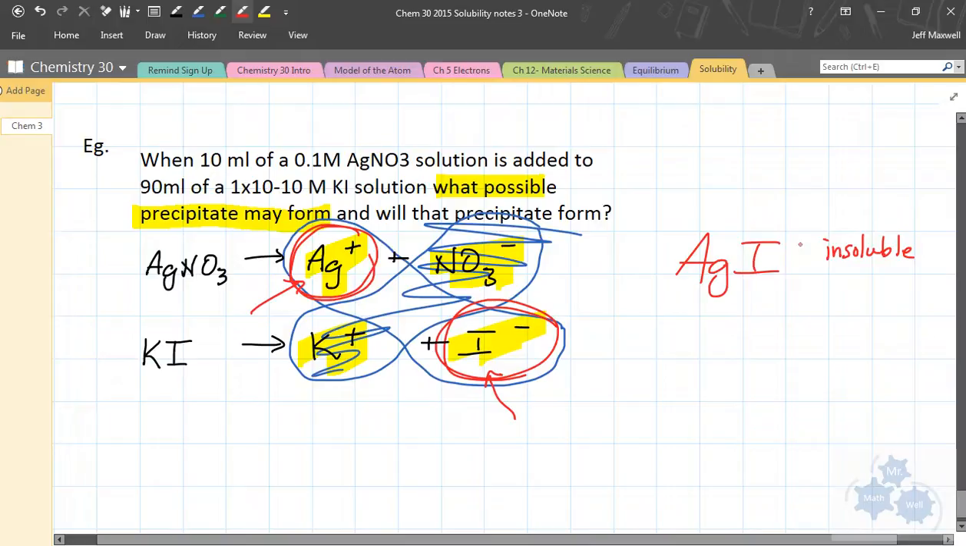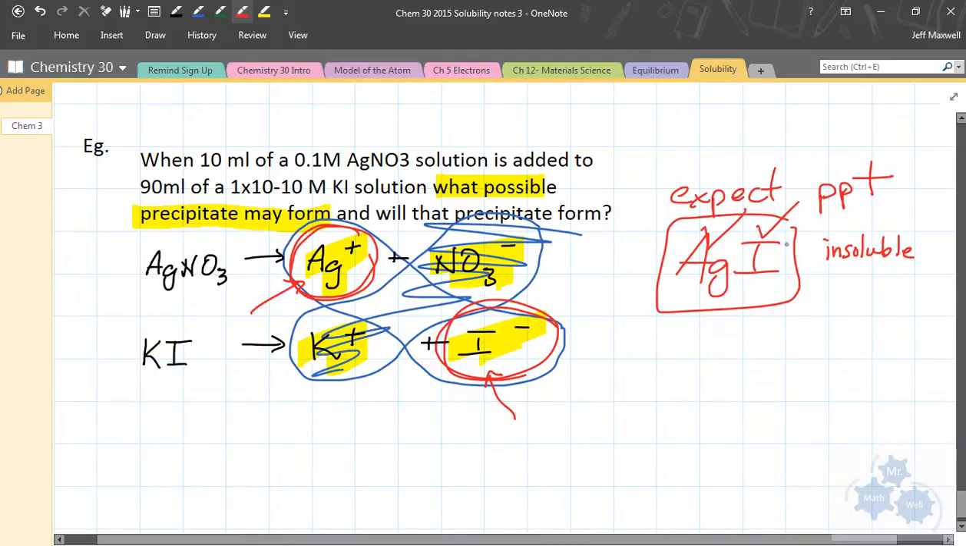So if this is fairly insoluble, we would expect a precipitate to form. And that PPT is precipitate. So we would think, hey, this is pretty insoluble. If I have silver ions in solution and I have iodide ions in solution, chances are there's going to be some precipitate. Okay? Now the K and the NO3 will still be hanging out in solution.